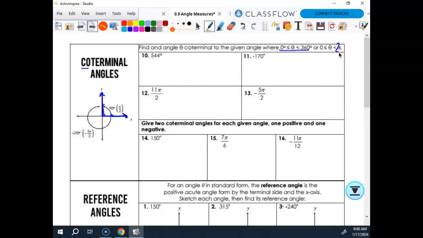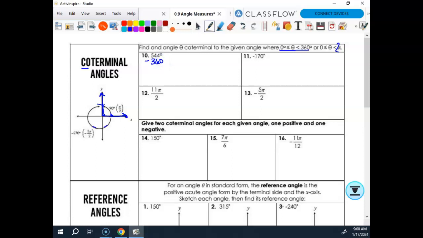Okay? So, let's start with 544. 544 is already more than 360. We know that for sure, right? And so if I want my angle to be between 0 and 360, I can do one of two things to get here. Okay, let's just pretend like it's here, which we know that it's not. To get here, I can either add another 360, or I could subtract 360, right? And I'd end up in the same spot. So I'm going to take 544 and I'm going to subtract 360 degrees.